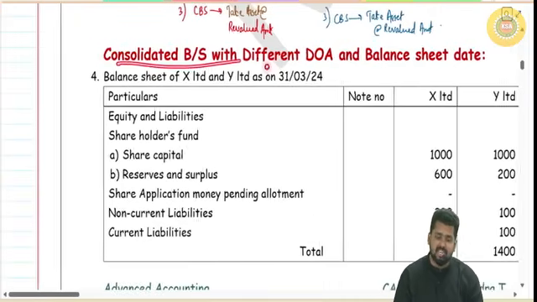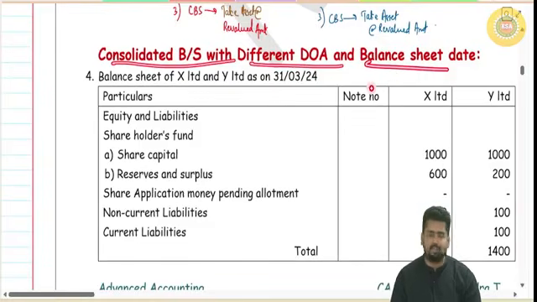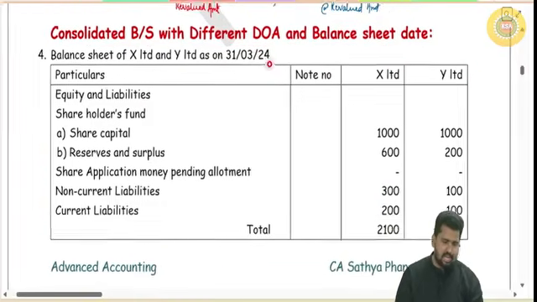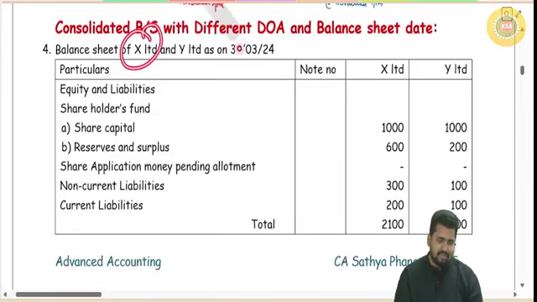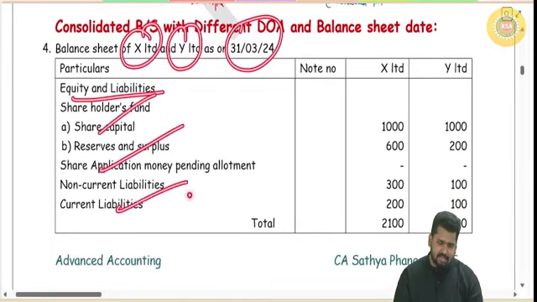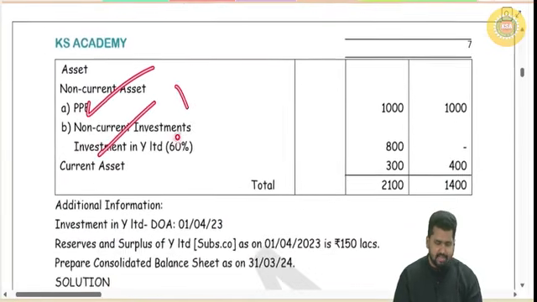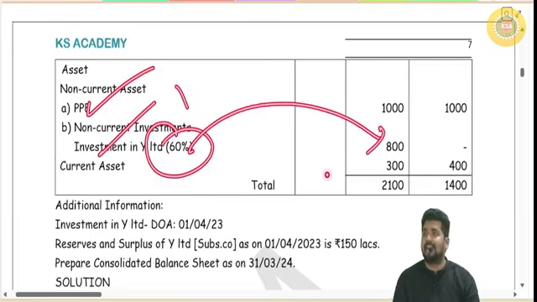Consolidated balance sheet. This time dates are not going to be the same. Date of acquisition will be different. Date of balance sheet will be different. How to do it? Now let's start the story. See, the balance sheet of X Limited and Y Limited as on 31st March. Equity and liabilities, everything they have given. For 60%, how much are we giving? 800 lakhs we are giving.